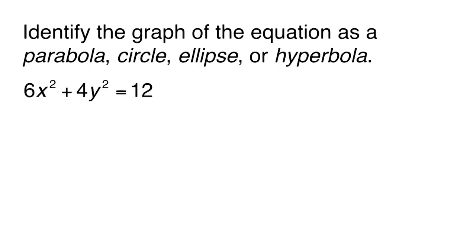We'll rewrite this equation so that we have 1 on the right side, so that we can better identify what the graph of this equation is. So we divide both sides of the equation by 12, and we get x squared over 2 plus y squared over 3 is equal to 1. Since we have a plus sign, the graph of this equation is an ellipse.